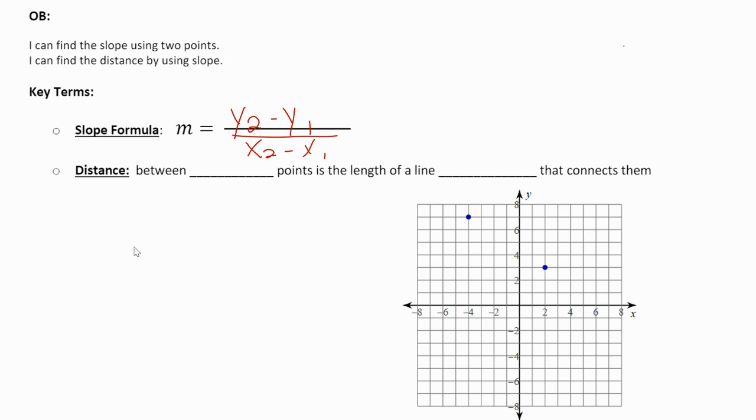So for example, if I have 2 points right here, I can use a version of the Pythagorean theorem, which is the distance formula. The distance between 2 points is the length of the line segment that connects them.